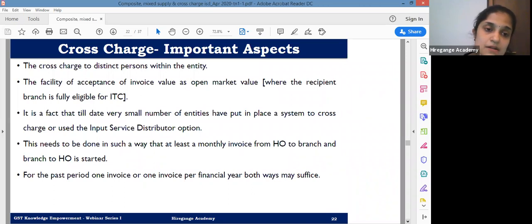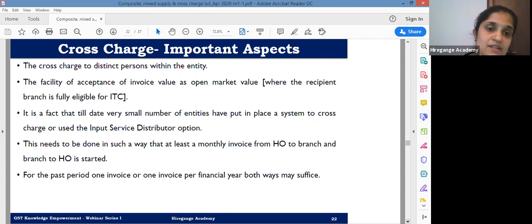Because just because the invoice value is acceptable when the receiver can take a full credit does not mean that just about any unreasonable amount should be put, because that may get questioned, asking how this value was determined. So let it be more or less a reasonable value wherever the receiving branch can take a credit, but let it be based on some fixed parameters.